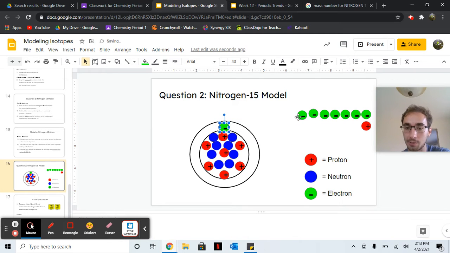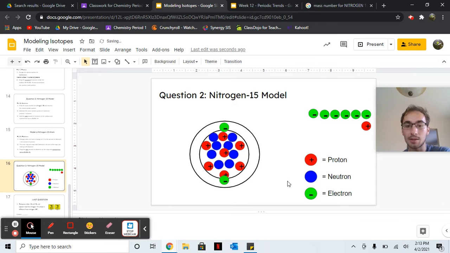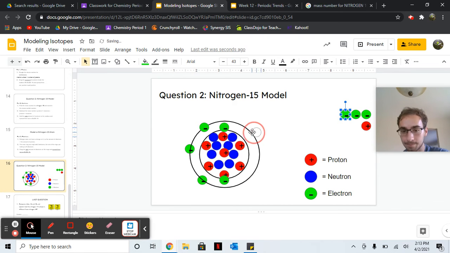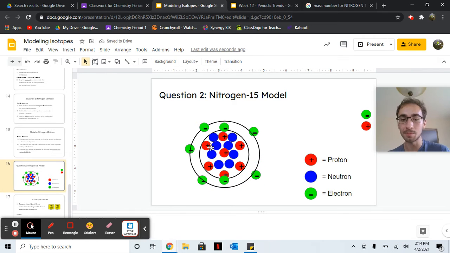You always need to start out with the 2 electrons on the first ring, closest to the nucleus, and it's convention to put them top and bottom. Then you can put the other 5 on the outer ring. I'm just going to spread them out best I can. Okay, then you have no proton or electron left over. So that is nitrogen 15.